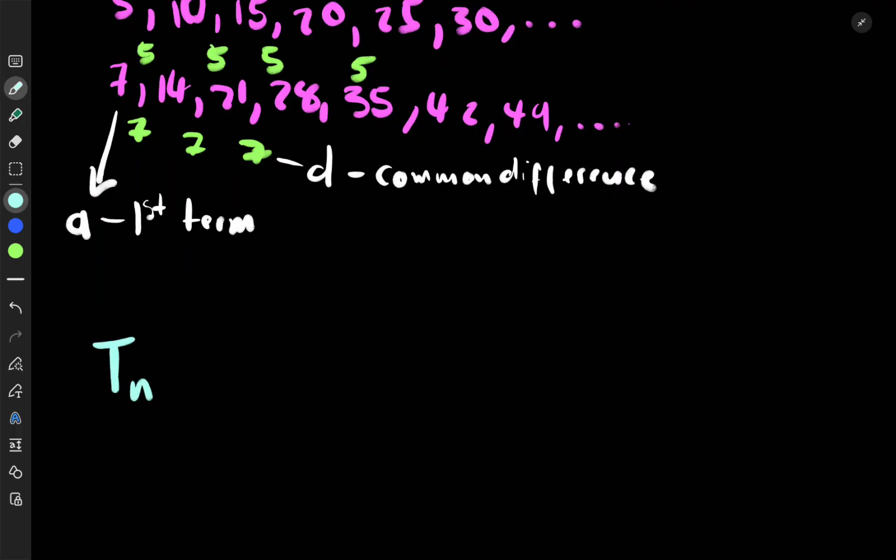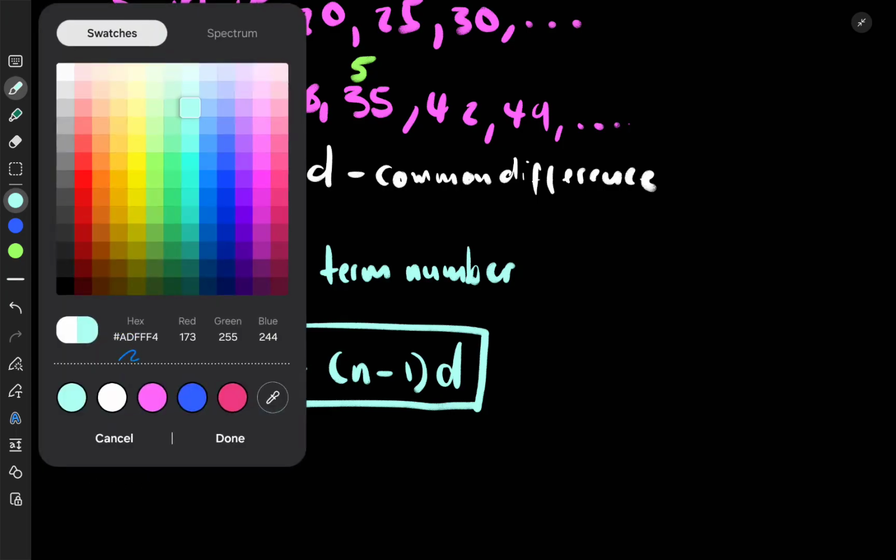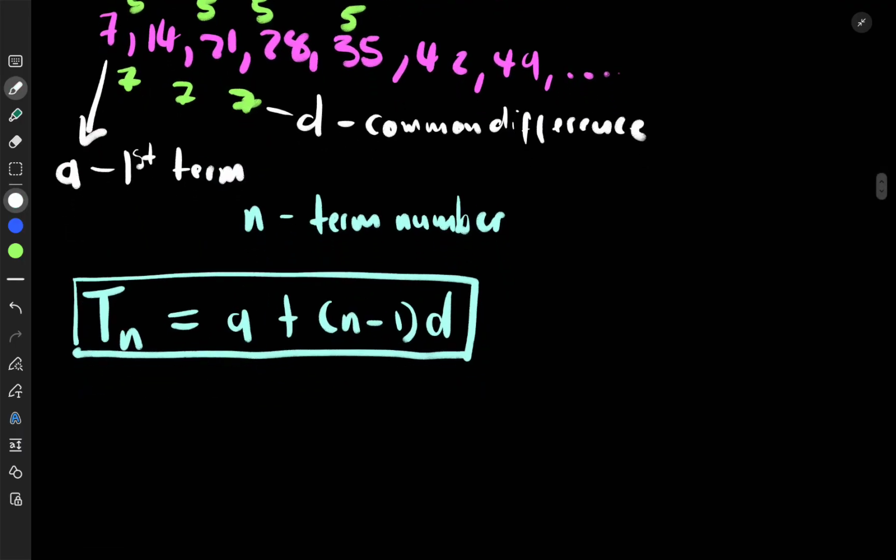We say Tn, this is going to be the nth term, okay? It is going to be A, which is the first term, plus n minus 1, then times D. And n is going to be the number of terms. So we can say n is the number of terms, or we can say n is the term number. If it's for the sum, we'll be calling it the number of terms. So if we say T6, it means we want the sixth term, because n is telling you the number of that term. So that means our n will be 6. This is going to be the formula: A plus n minus 1 D.